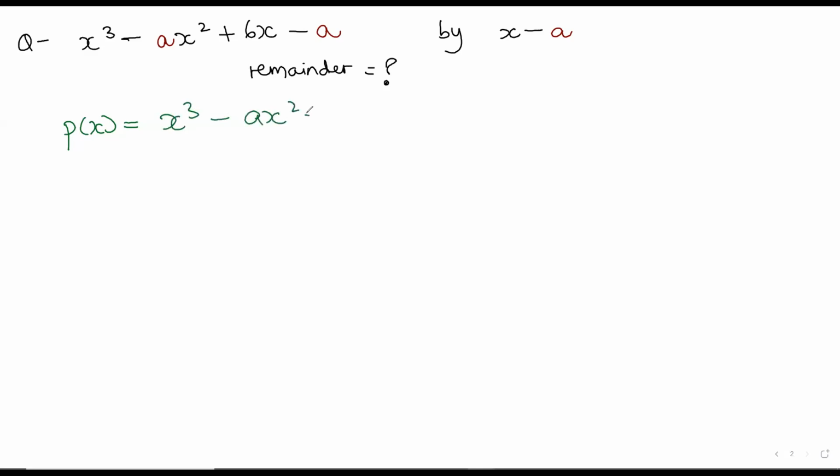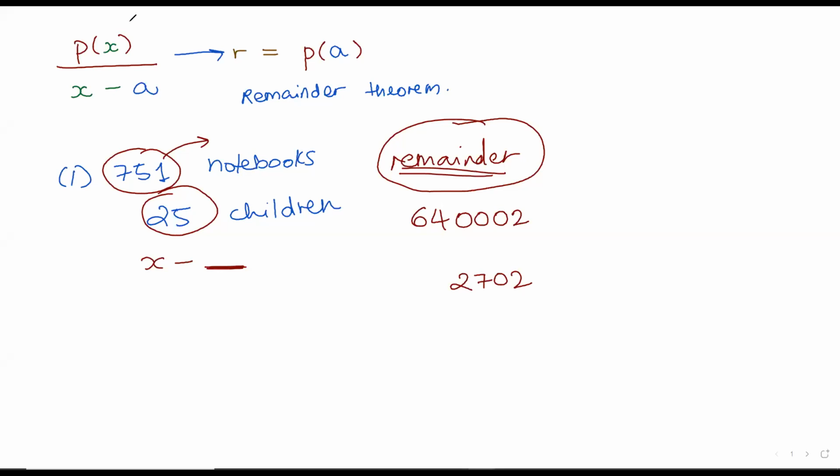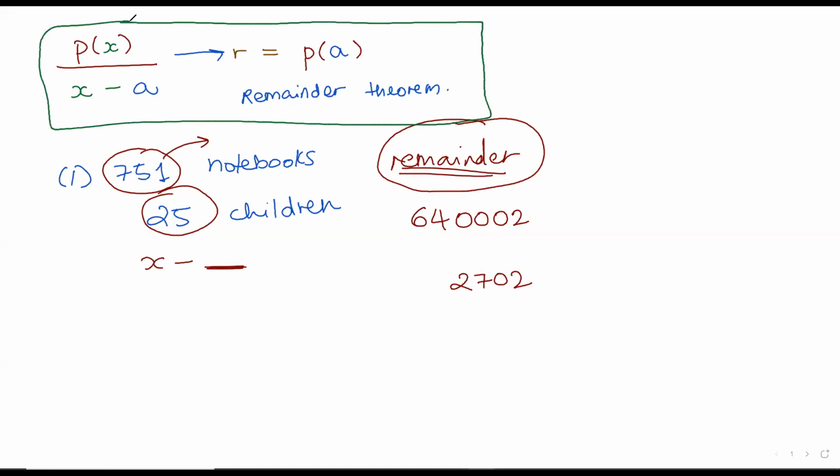Right. Now this is our p of x and we are dividing it by x minus a. So what is the remainder supposed to be according to our remainder theorem? Look at your remainder theorem right over here. Mridula, what is our remainder?